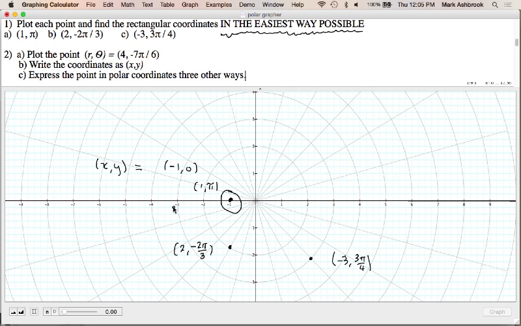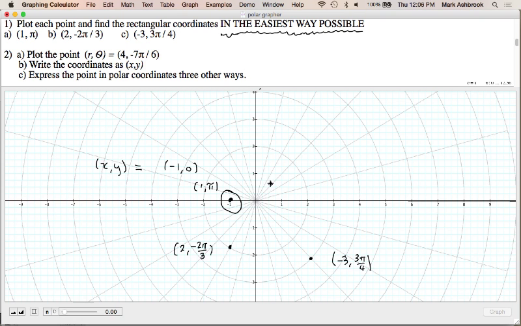Okay. How about this last point then? So for these others, yes, you're going to do r cosine theta, r sine theta. But when you end up on the axes, then you can get those points without cosine and sine. All right.